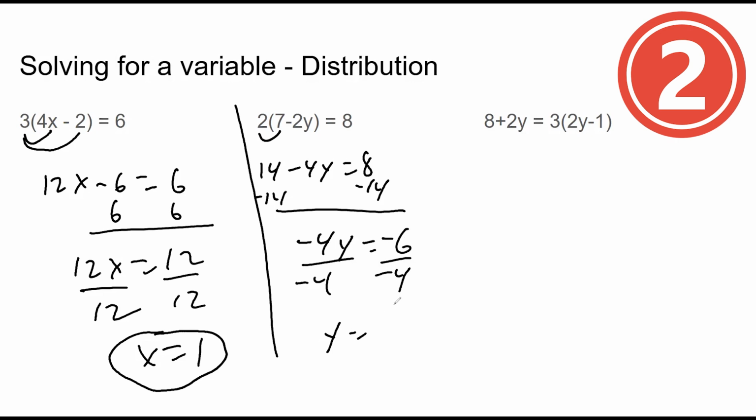I call it 2 wrongs make a right. And that gives you 6 over 4. Reduce it to 3 over 2. Divide by 2. Then I'm going to change it to a mixed number. 2 goes into 3 once, 1 left over, 2 on the bottom.